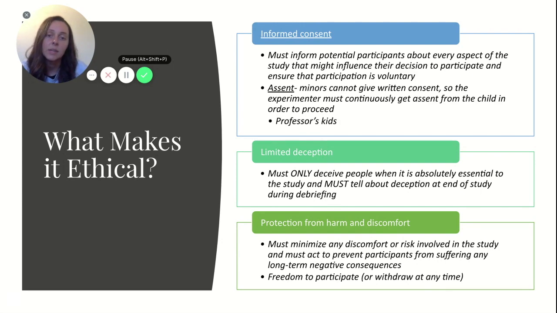The next thing is limited deception. So sometimes you'll see in studies or experiments, there is some deception, and that can only be allowed if it's absolutely essential to the study, and you must tell the participant all the deception that happened at the very end, and that is a process called debriefing. So if someone was deceived at any point in the experiment or in the research, then at the end, you must let them know every single way that they were deceived. There basically can't be any secrets, and they have to walk away in the same state as when they signed up.